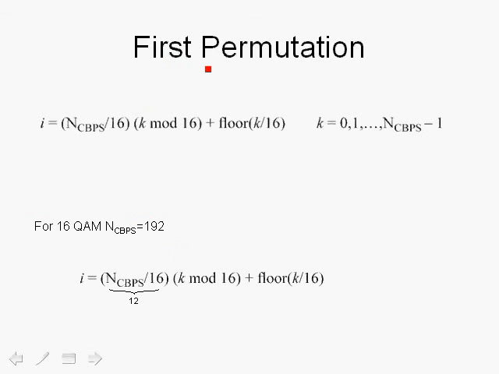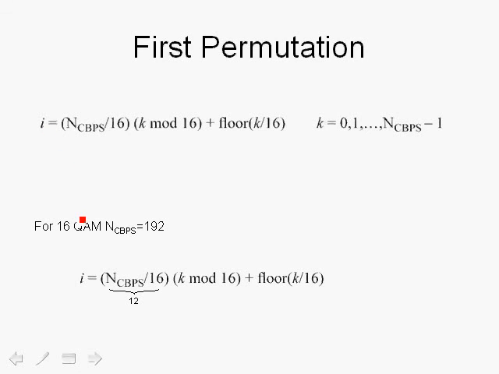The first permutation operation is expressed by this expression here, where we have k, which goes from 0 to, for example, in the case of 16QAM, 191, so we have 192 bits. And for each value of k, you compute an index i, which is a permutation.